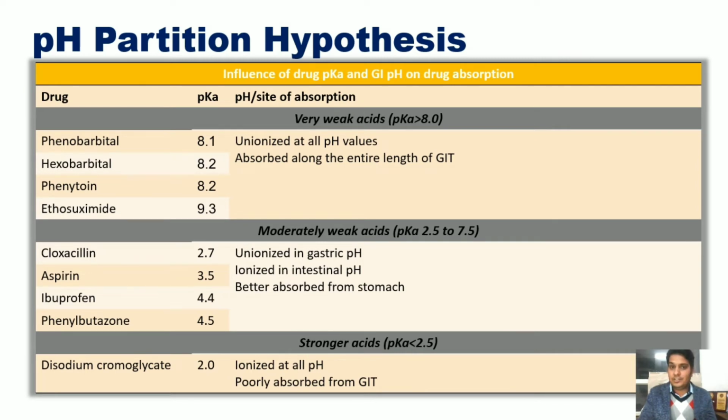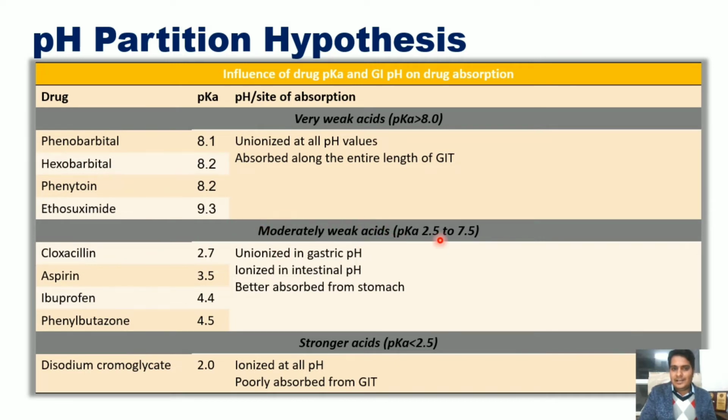We can see here the influence of drug pKa and gastrointestinal pH on drug absorption. In the case of phenobarbital, which is in the category of weak acids, the pKa value is more than 7, you can see here. So these drugs will be unionized at all pH values, and if they are unionized at all pH values, their absorption will be good from the entire length of the gastrointestinal tract. The examples are phenobarbital, hexobarbital, phenytoin, ethosuximide, and so on.